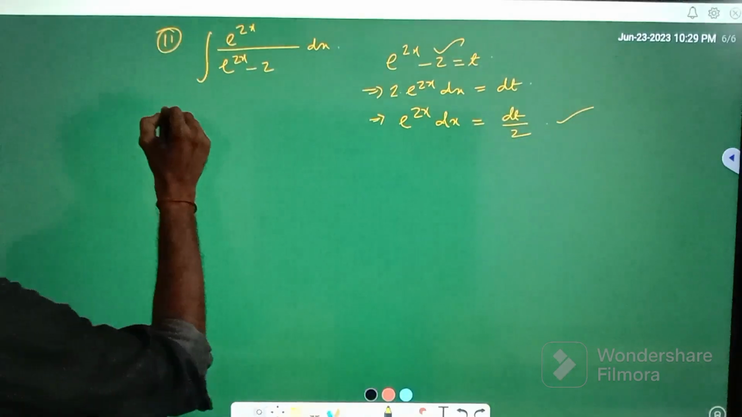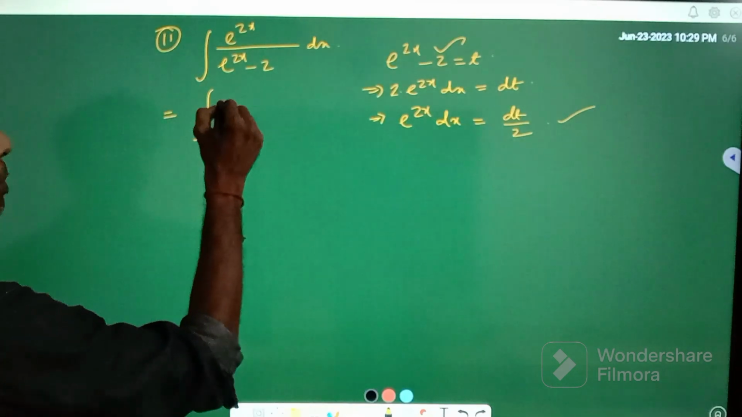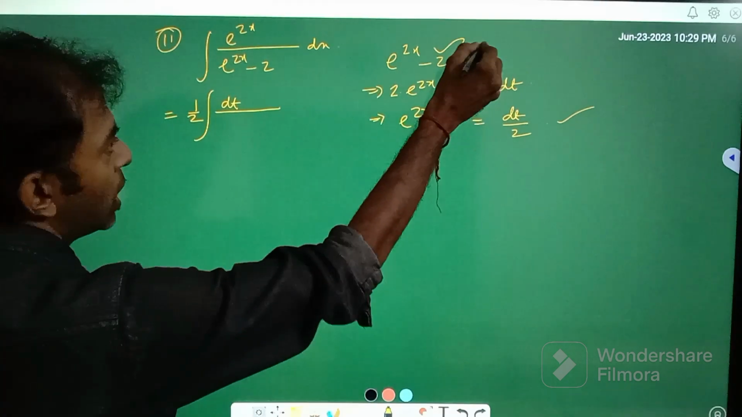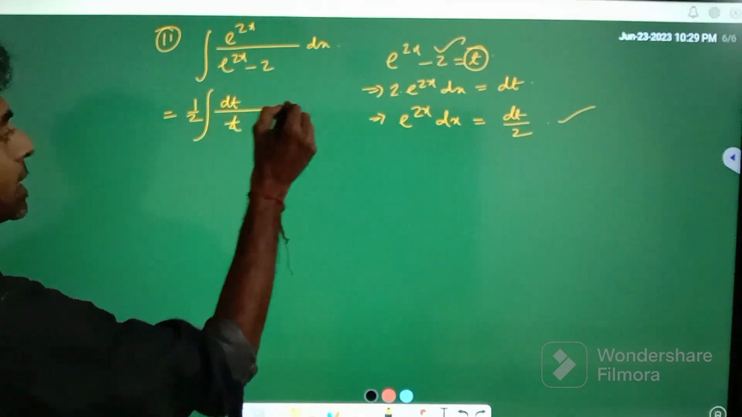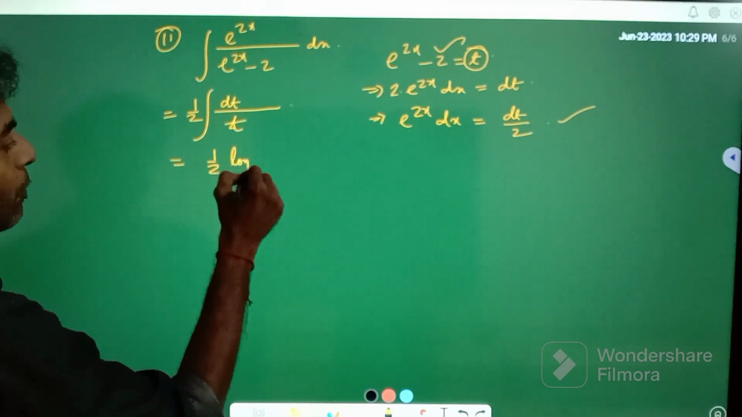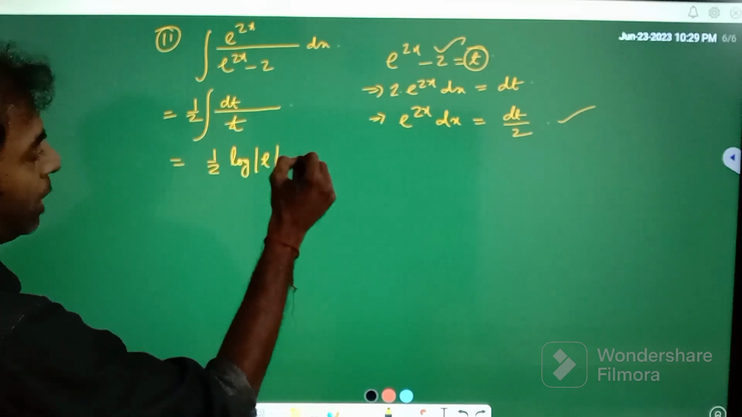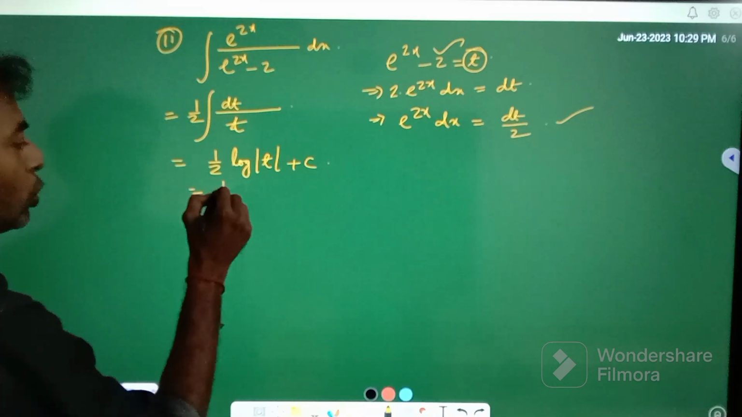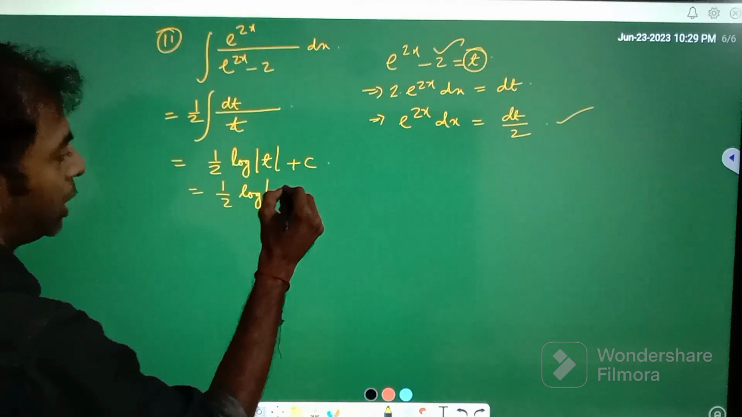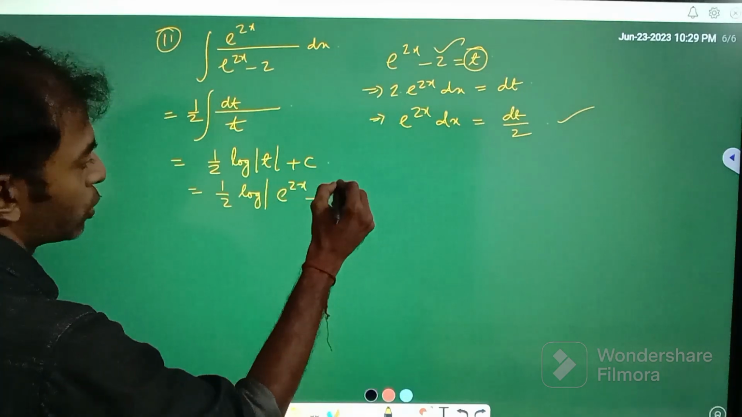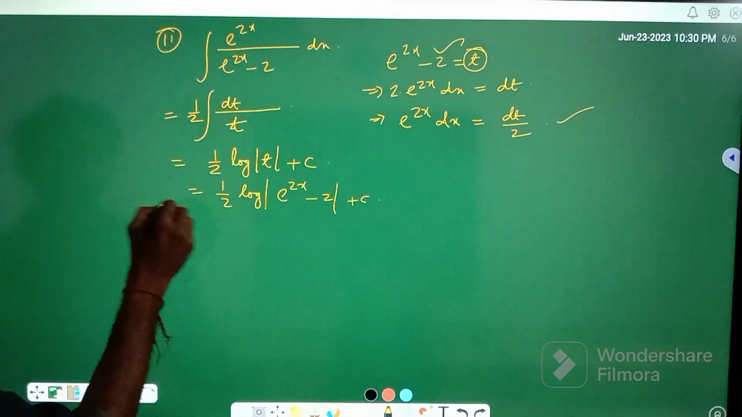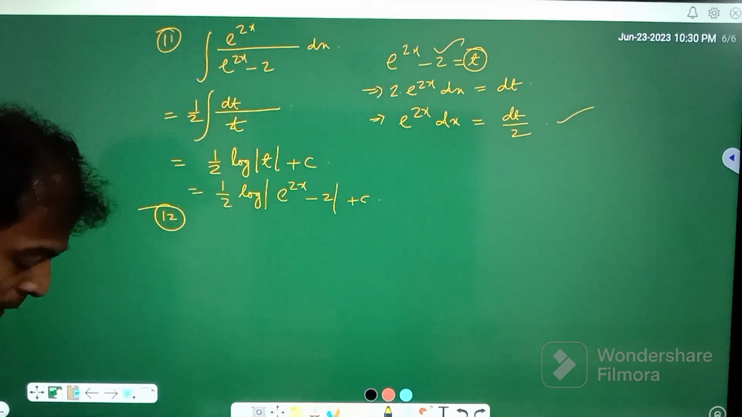Very easy. So e power 2x dx will be substituted by dt by 2, and e power 2x minus 2 substituted by t. Hence, again the same result, the formula of log mod t plus c. We need to put the value of t here, and the result will be log mod of e to the power 2x minus 2 plus c. So that's the problem. After that, we are going to switch to the next problem, the 12th problem.